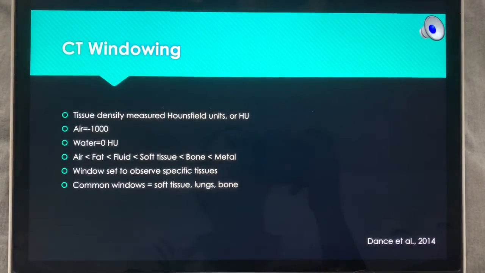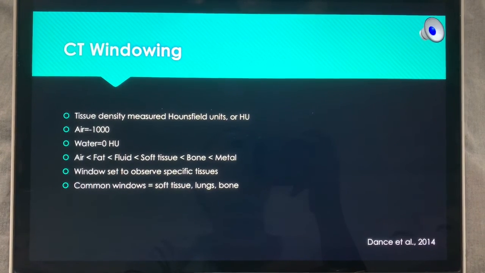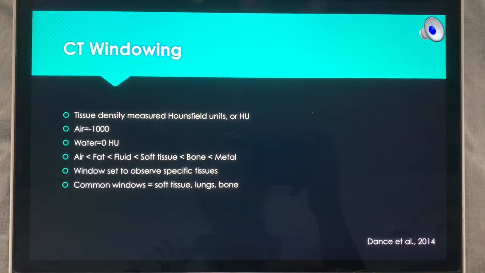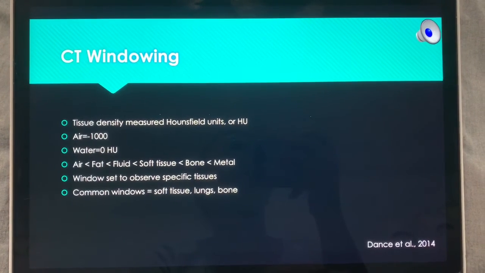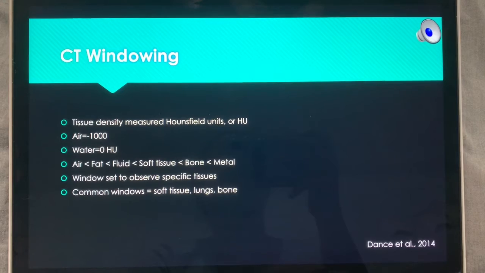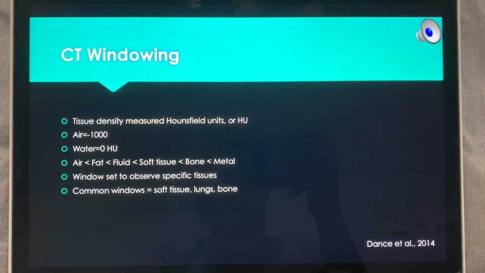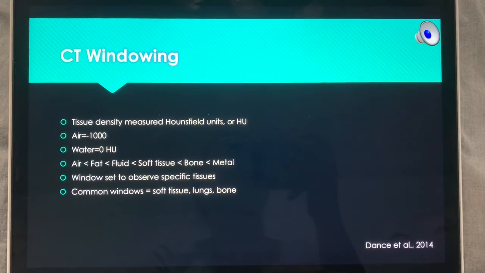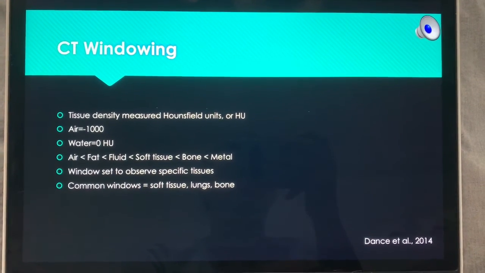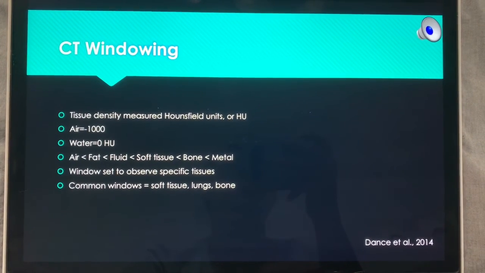CT windowing. Windowing, also known as gray level mapping, contrast stretching, histogram modification, or contrast enhancement, is the process in which the CT image grayscale component of an image is manipulated via the CT numbers. Doing this will change the appearance of the picture to highlight particular structures. The brightness of the image is adjusted via the window level. The contrast is adjusted via the window width.